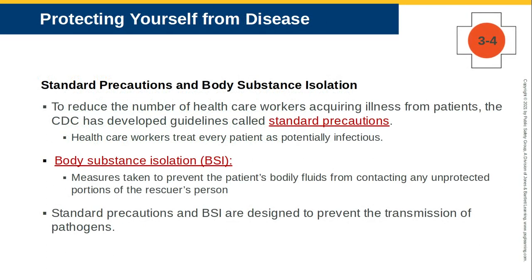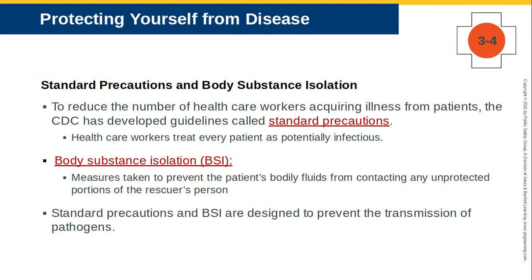Now, to protect yourself from disease, we can think about those 5 modes of transmission. The first thing that we want to discuss is the CDC guidelines around standard precautions. And essentially that says treat every patient as potentially infectious. It may be a beginner skier on the bunny hill who just tweaked a knee. Doesn't matter. Approach them as if they're potentially infectious. We don't want to fall into complacency.